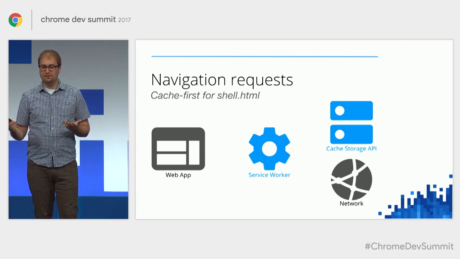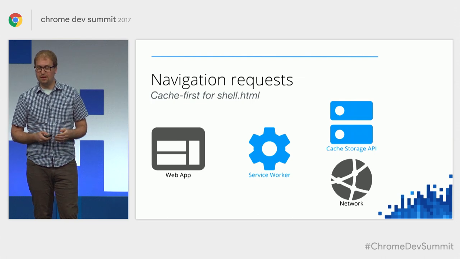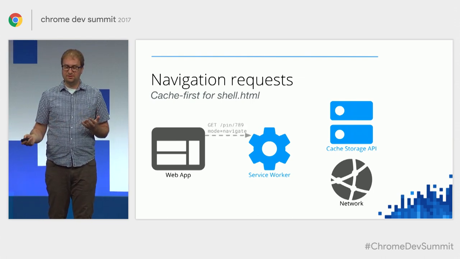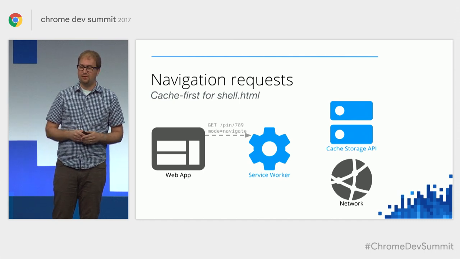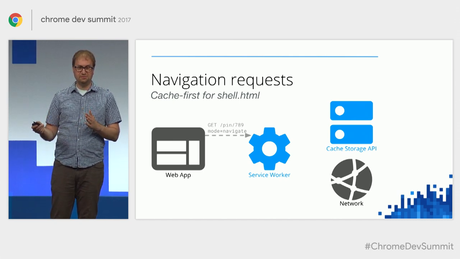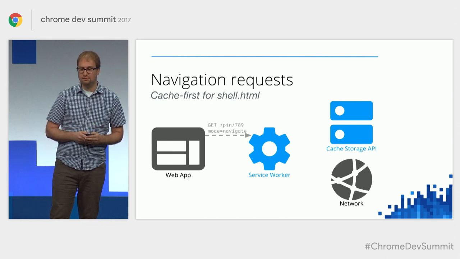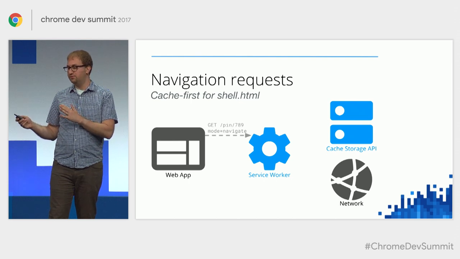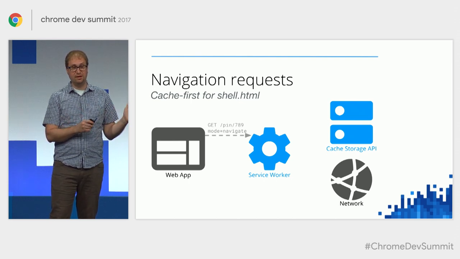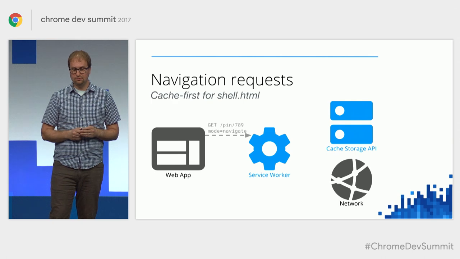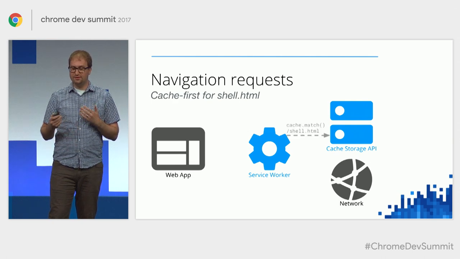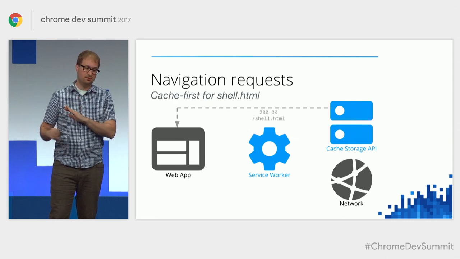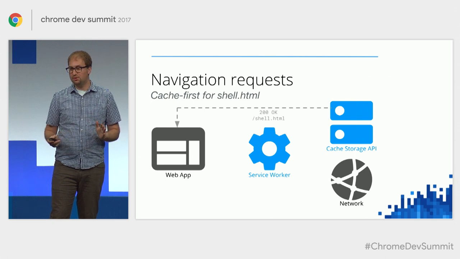So let's say there's a logged-in user that returns to Pinterest, and the service worker is already installed. The visitor navigates to a specific URL, and the service worker can tell that it's a navigation request. It gets that information as part of the fetch event that it's handling. Our service worker knows that the URL can be fulfilled with a generic app shell that's been precached previously. And that is ultimately returned to the web app from the cache, avoiding the network completely.